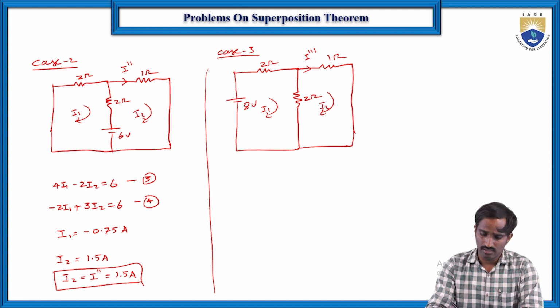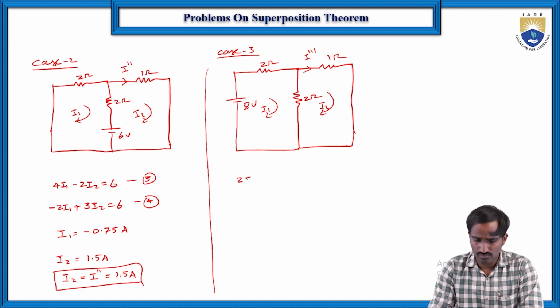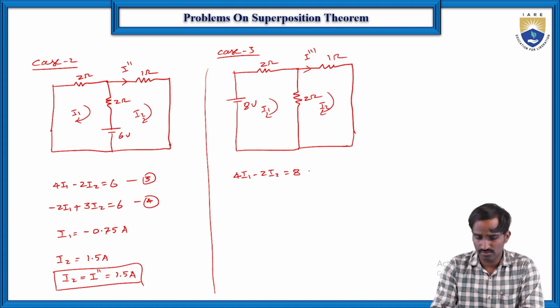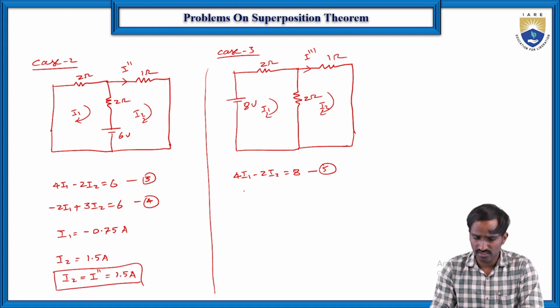So here let us write the equation. 4I1 minus 2I2 which is equal to 8. This is equation number 5. And similarly in the second case also, yeah, minus 2I1 plus 3I2 which is equal to 0.